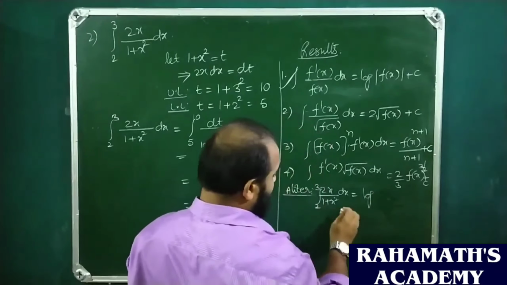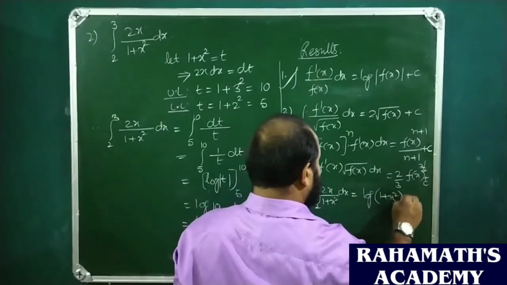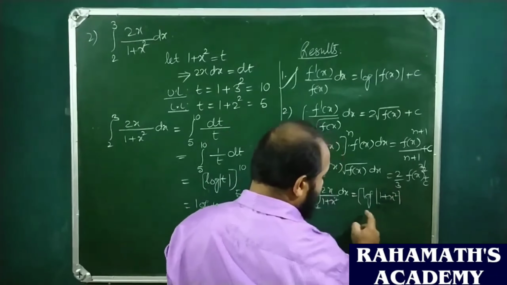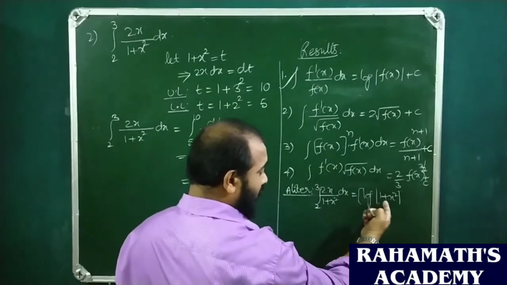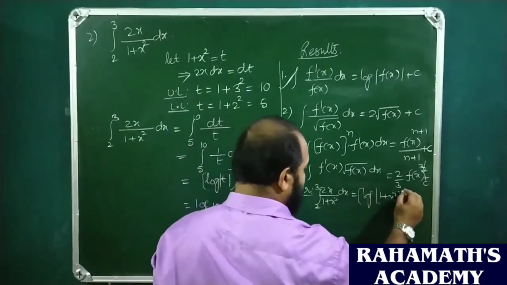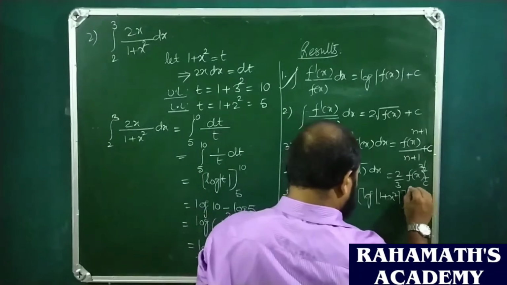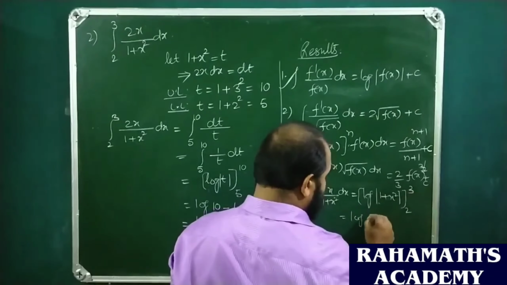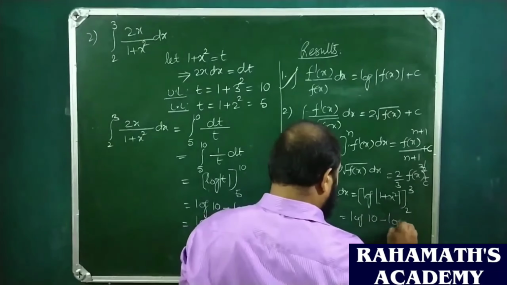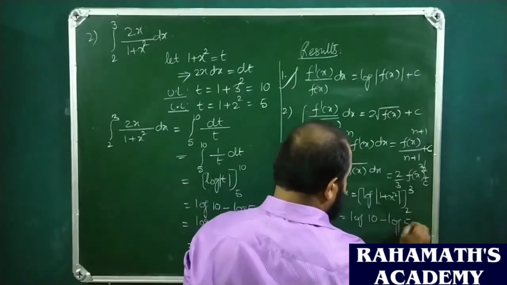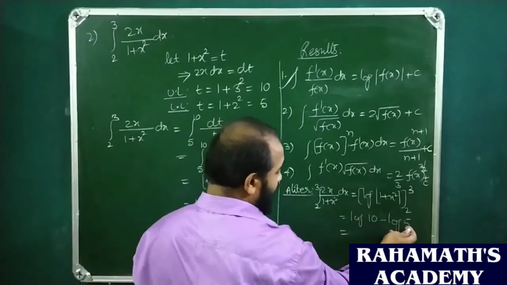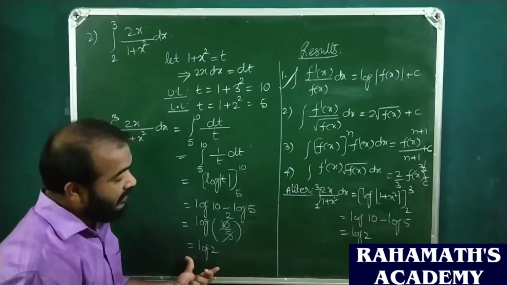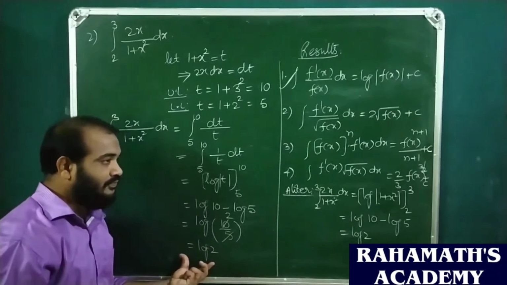So what is f of x here? 1 plus x square. Since the process of integration is over, and logarithm is always positive, we generally keep it in modulus. So from 2 to 3: log of 1 plus 3 square, so log 10, minus log of 1 plus 2 square, 5. Still the same, log a minus log b is log a by b, log 10 by 5, log 2. So you can check with the earlier answer also.